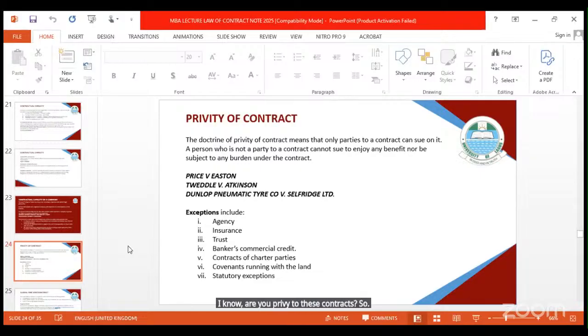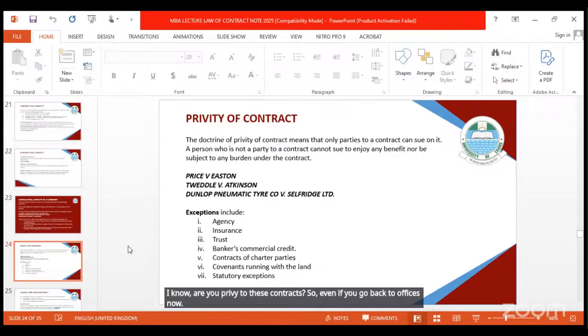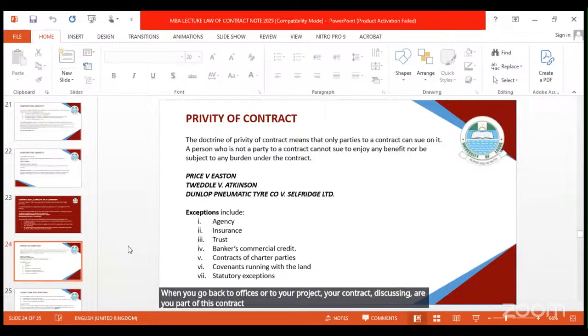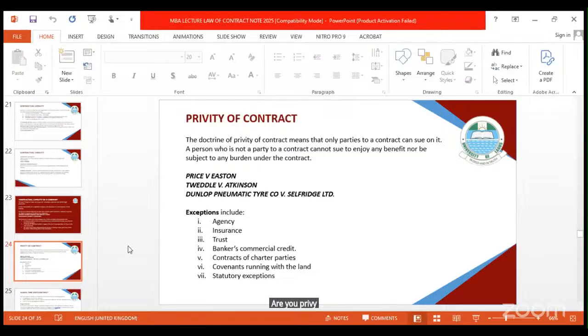So even if you go back to offices now, stop using the word party. Were you a part of this transaction? All those grammar, you are speaking those ones. You are past that level now. When you go back to offices or to your projects, when contracts are being discussed, instead of saying, are you a party to this contract? Say, are you privy? Are you privy to this contract?